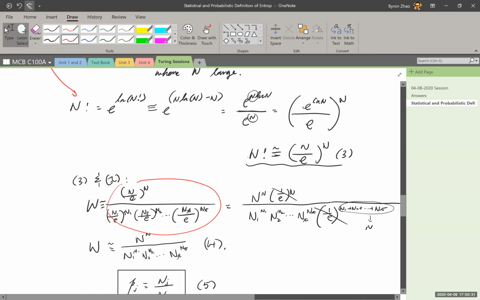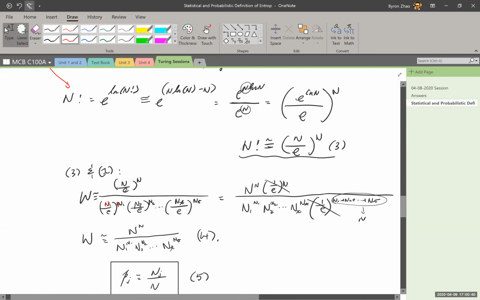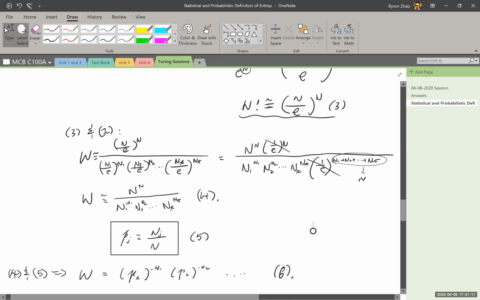And if we do some algebra, we take this e to the n outside of this parentheses. And if we take this n1 to the n1, n2 to the n2, all out of the parentheses, we get this. And then notice that every single term has a 1 over e to the n. So if we take all of them out and we add up all of their power, they end up being the total number of molecules. And then we can cancel these two terms. So we get formula number 4.